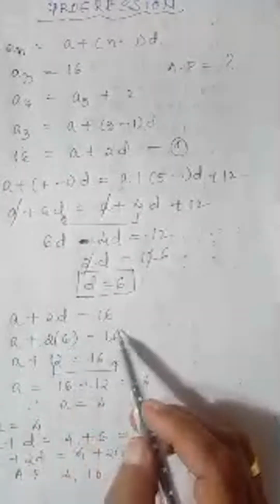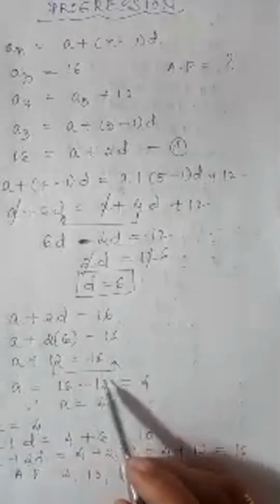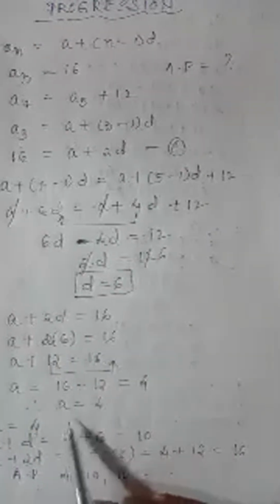a plus 2 into e is equal to 16. So in place of d, 6. 2 into 6, what are we getting? 12. Transpose that 12. a is equal to what? 16 minus 12. Therefore, a is equal to what? 16 minus 12 means 4.